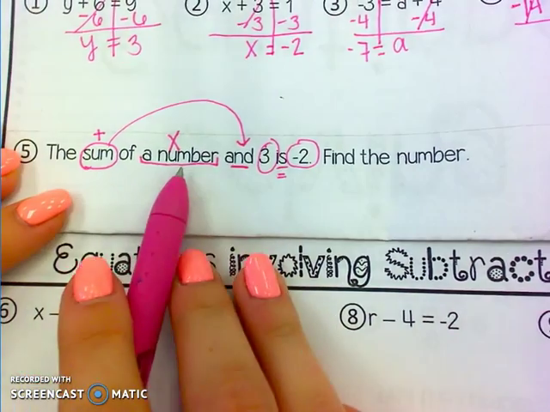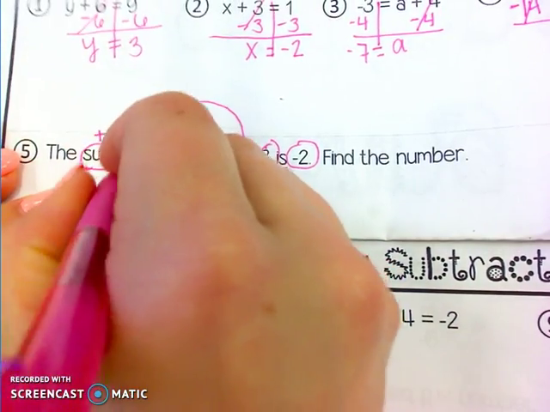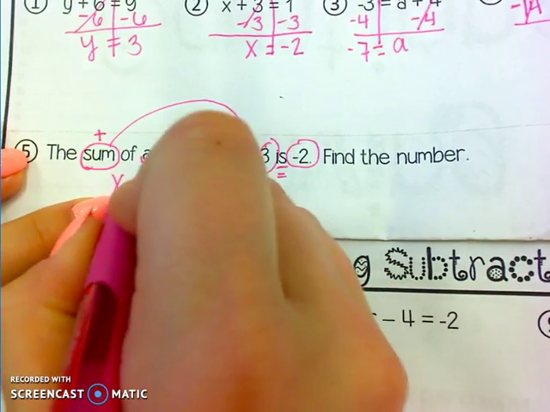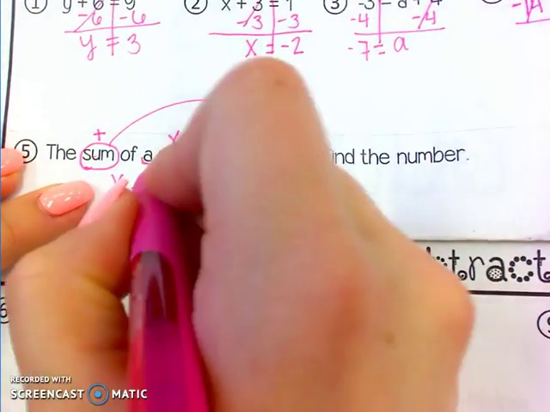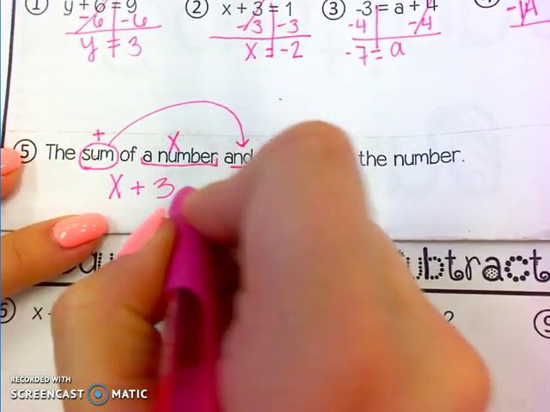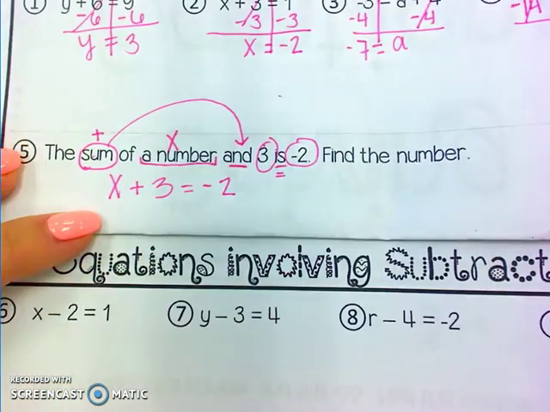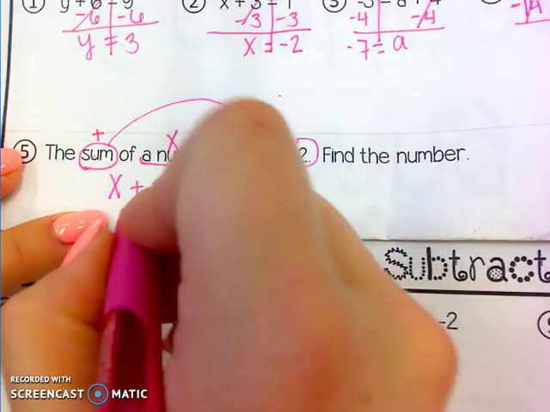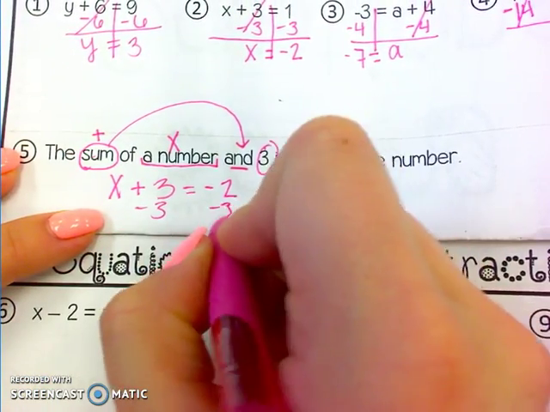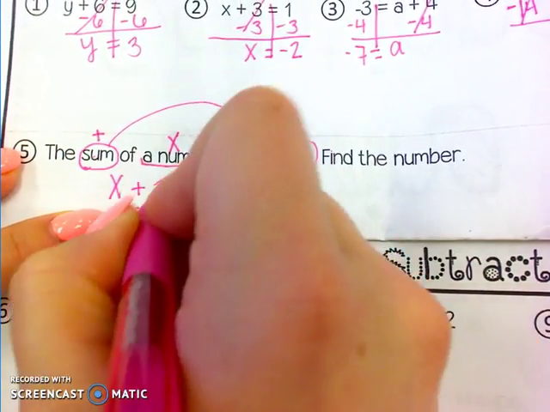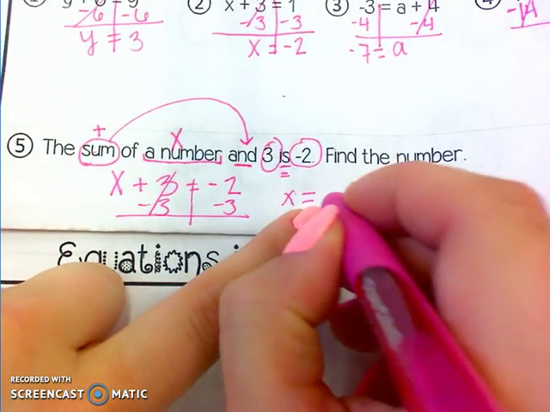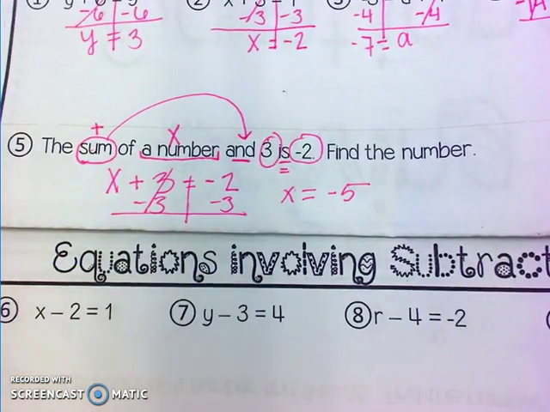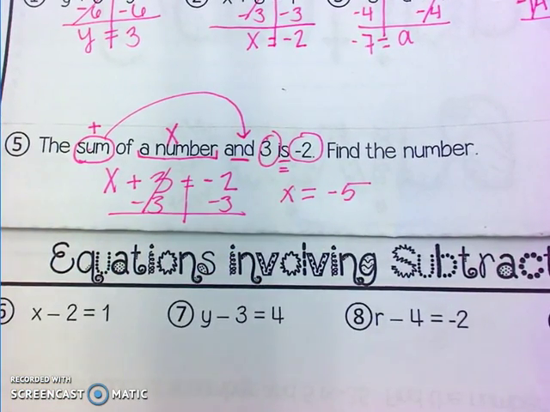The sum of a number, okay, so my number is x, and there's that and, that plus 3 is or equals negative 2. To solve it, inverse operation, subtract 3 from both sides. X equals negative 2 minus 3 more is negative 5. The number is negative 5.